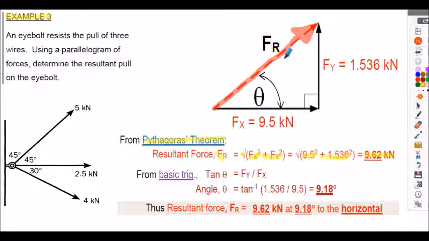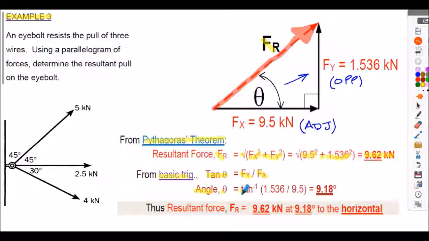So that's the magnitude of Fr calculated, the length of the line. Now using basic trig, I'm using a tan function here. This is our opposite side, so this must be our adjacent side. So using the tan function, tan of the angle theta is Fy, the opposite side, divided by Fx, the adjacent side. And to find the actual angle theta, we use the inverse tan function on our calculator.